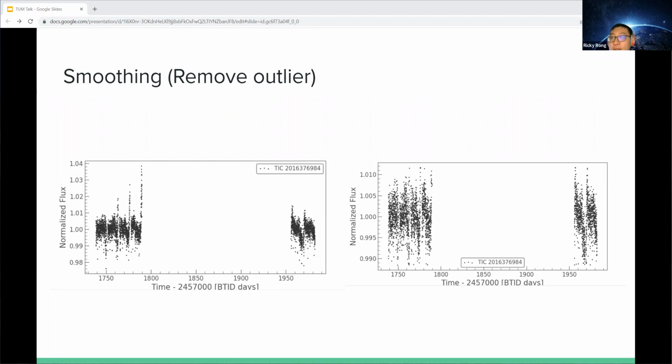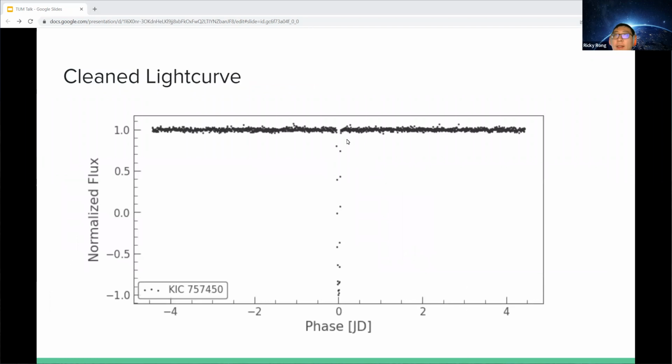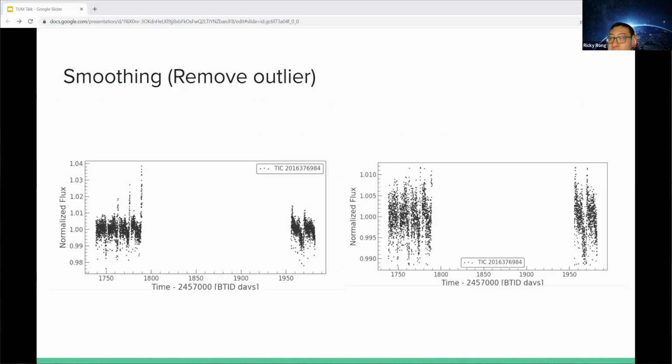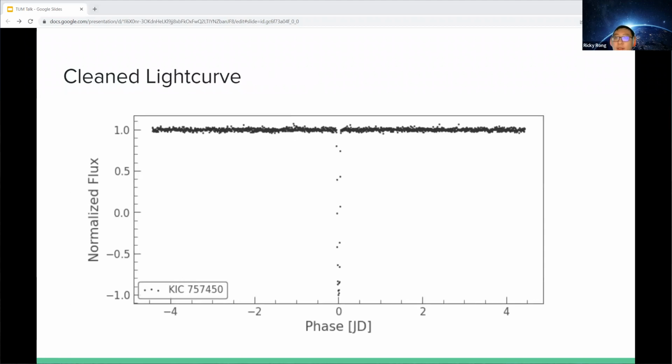The other thing to note is that you may recall the light curve has this steep drop. So this light curve has a steep drop.